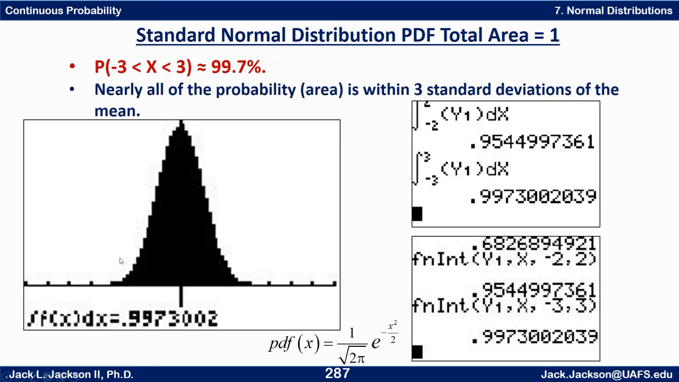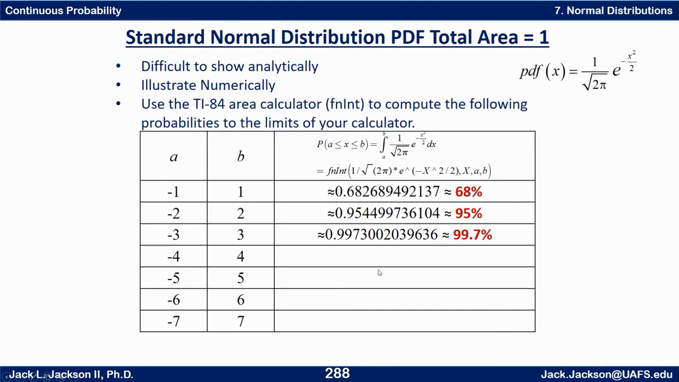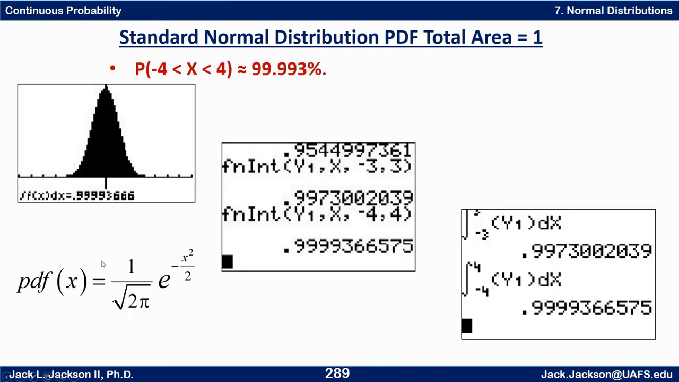Okay, so I'm not going to push all the buttons on the calculator, but here it is for -3 to 3. There's the screenshot. There it is there. You can try that on your calculator. Notice we picked up more area now. Nearly all of it, actually. Over 99.7% is within 3 standard deviations. Here it is for -4 to 4. Within 4 standard deviations, 99.994% approximately.